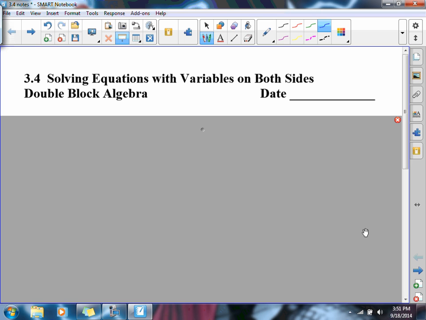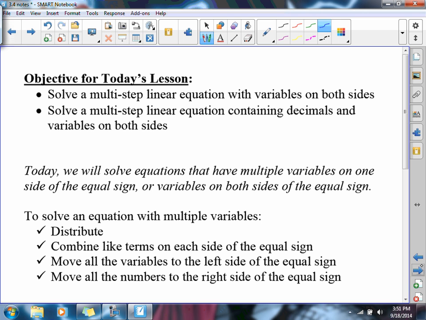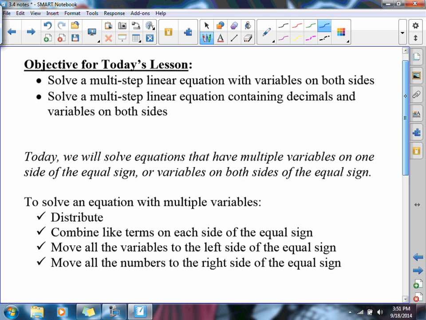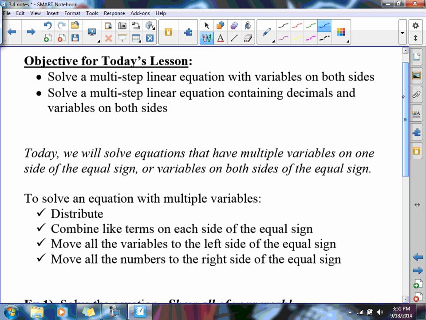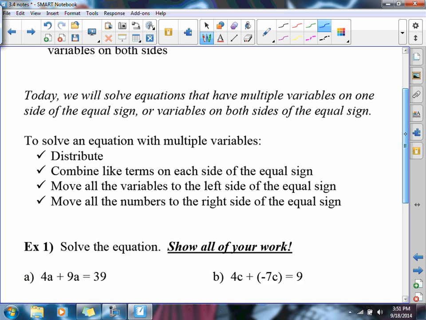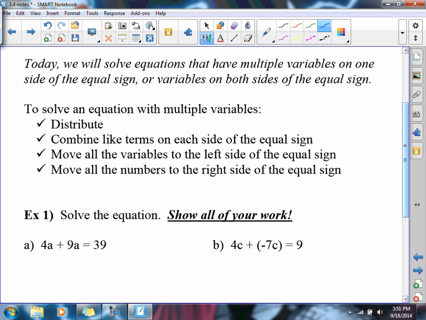These are the notes for section 3.4, entitled Solving Equations with Variables on Both Sides. Today we're going to solve multi-step equations. They're still going to be linear equations, but they are going to have variables and numbers, sometimes decimals, on both sides of the equation. So when we're solving our equation, we're going to have to do some simplification steps first.